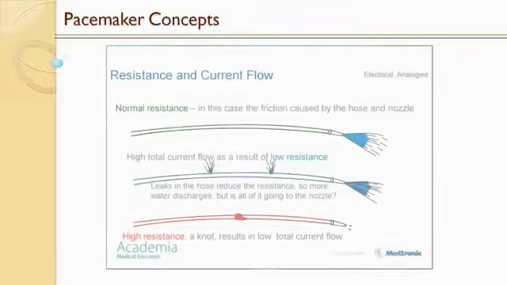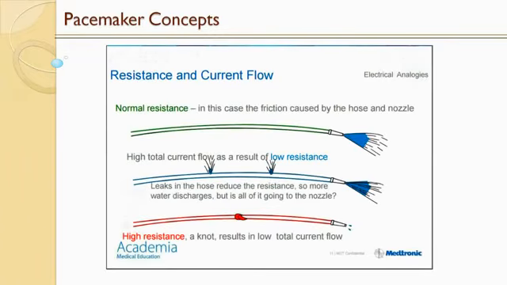But there's another component to it too, resistance. Normal resistance in this case is the friction caused by the hose and the nozzle at the end. The larger the diameter of the hose, the less resistance. More water is obviously going to flow out of a fire hose compared to a little garden hose. This hose with a normal resistance is analogous to a normal functioning pacemaker lead.